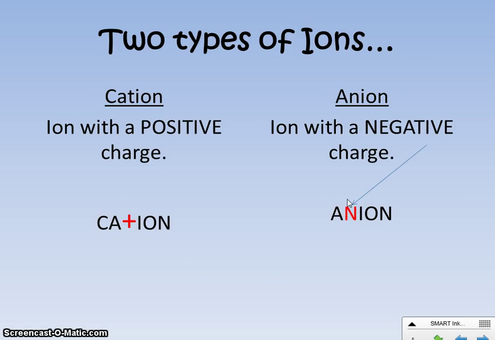So sodium formed a cation and fluorine formed an anion. All an ion is just an atom with a charge, either positive or negative. And then we can be more specific and say, is it a cation or an anion?